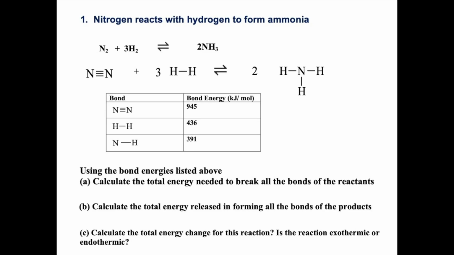Here's question 1. It involves the Haber process. Nitrogen, N2, reacting with 3 hydrogen molecules to form 2 ammonia molecules, NH3. And we want you to use the bond energy data to calculate the total energy needed to break all the bonds, and then the energy released in forming the bonds of the products, and then the total energy change. And from this, we want you to say if the reaction is endothermic or exothermic. So pause the video, have a go at the question.